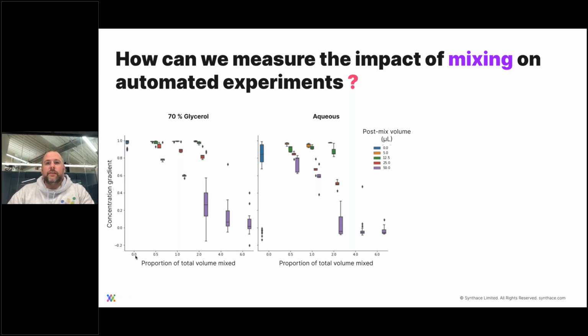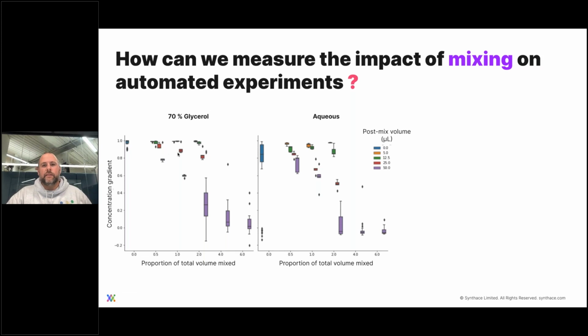On the y-axis, you can see this concentration gradient metric where 0 is well mixed and where you would like the mixing strategy to perform. On the x-axis, we have proportion of total volume mixed, where 4 cycles of 50 microliter mixed volumes would equal 2 proportions of the total volume mixed. This is the same as if it were 8 cycles of 25 microliter mixed volumes.